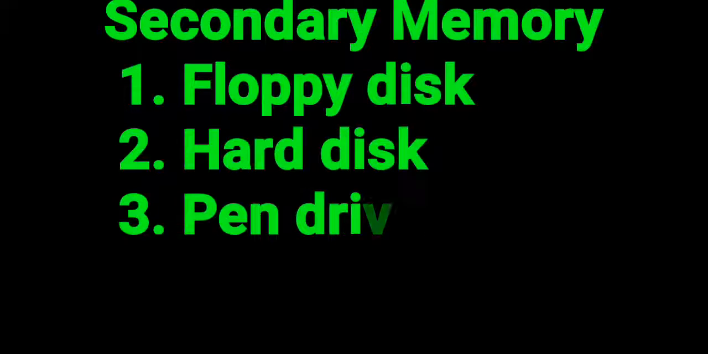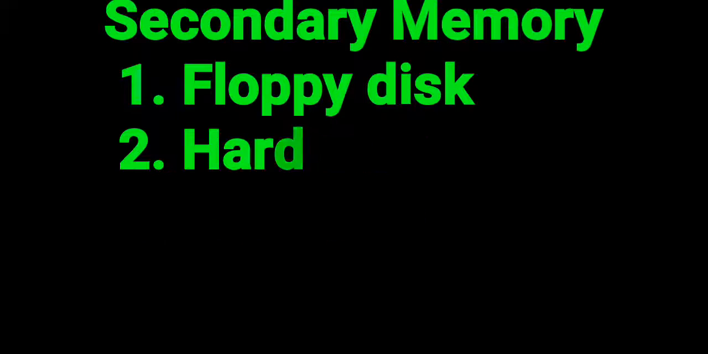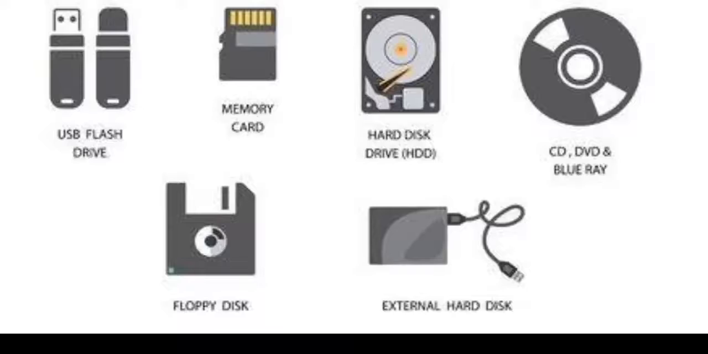And see the next one, secondary memory. Secondary memory, floppy disk is there, hard disk is there, or CD is there. The storage of secondary memory is permanent. We can retrieve the data whenever we require. For example, secondary memories are floppy disk, hard disk, CDs, pen drives, etc.